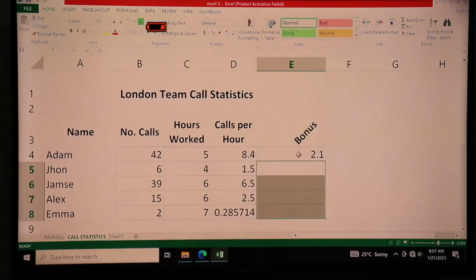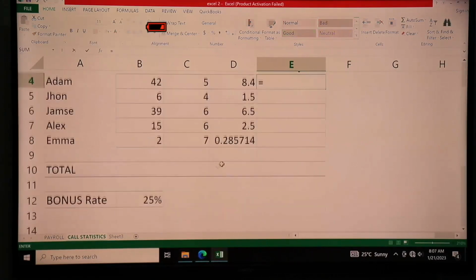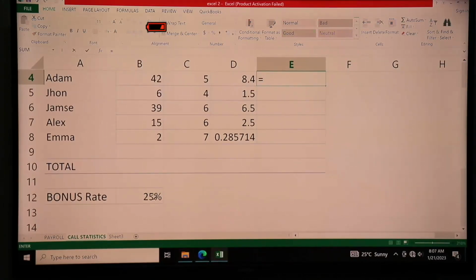And how do you apply this formula? You start with an equal sign. Then when referring to cell B12, you click B12. But you have to make that cell absolute. So how do you make this cell absolute? It is very easy to make the cell absolute.